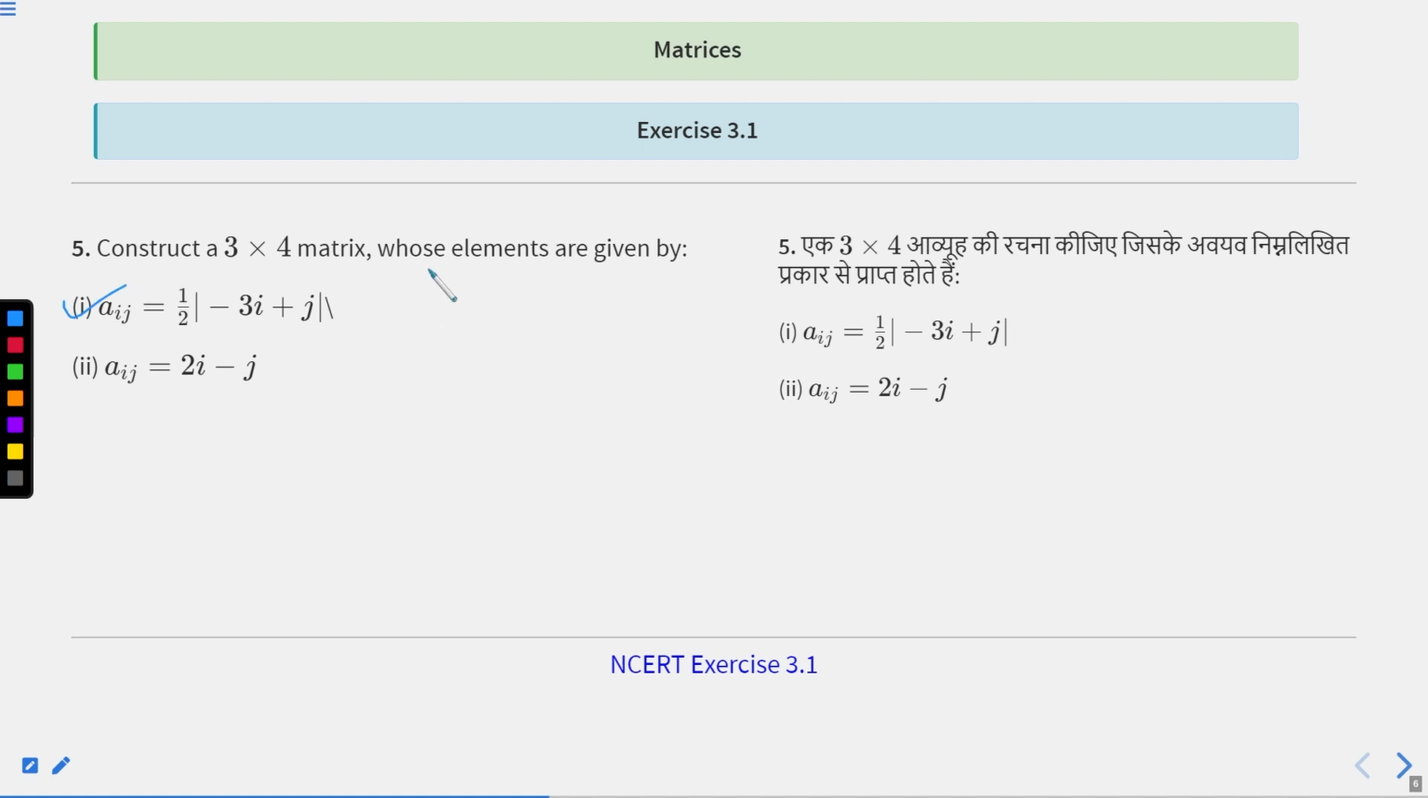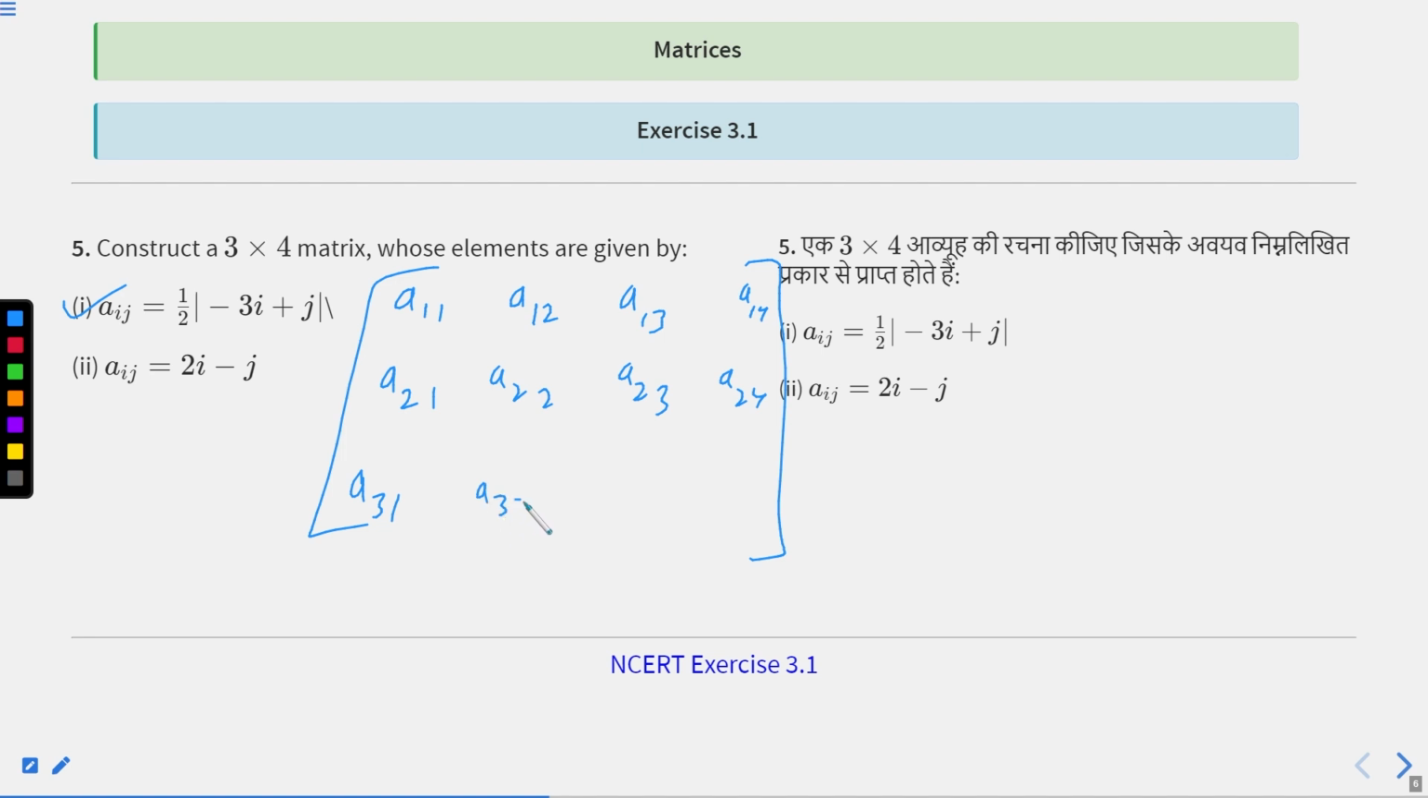Okay, now for this part, a 3 cross 4 matrix will be like this, having 3 rows: A11, A21, A31. So 3 rows but 4 columns: A12, A13 and A14. So 4 columns. Now A21, A22, A23, A24, A31, A32, A33, A34. Okay, so this is what a 3 cross 4 matrix looks like. Now your entries are in this form.